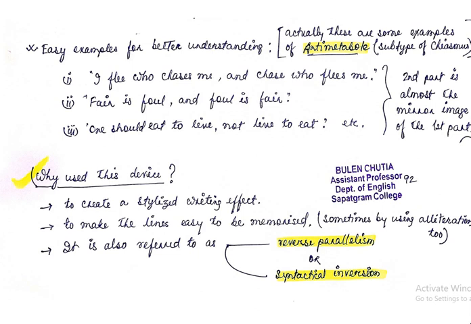Another important thing I have included here is that it is also referred to as reverse parallelism or syntactical inversion. That is, chiasmus has other names also. There may be reverse parallelism. Try to remember that. Or syntactical inversion. These are important things that you have to understand and remember.